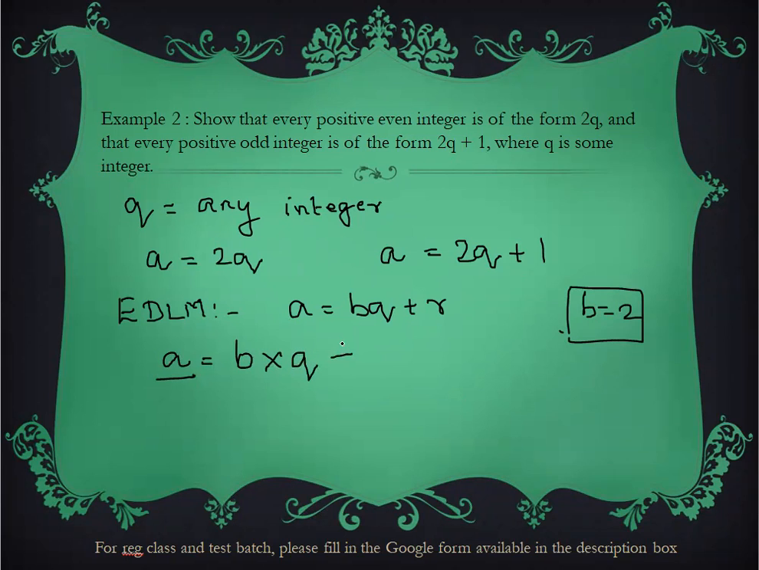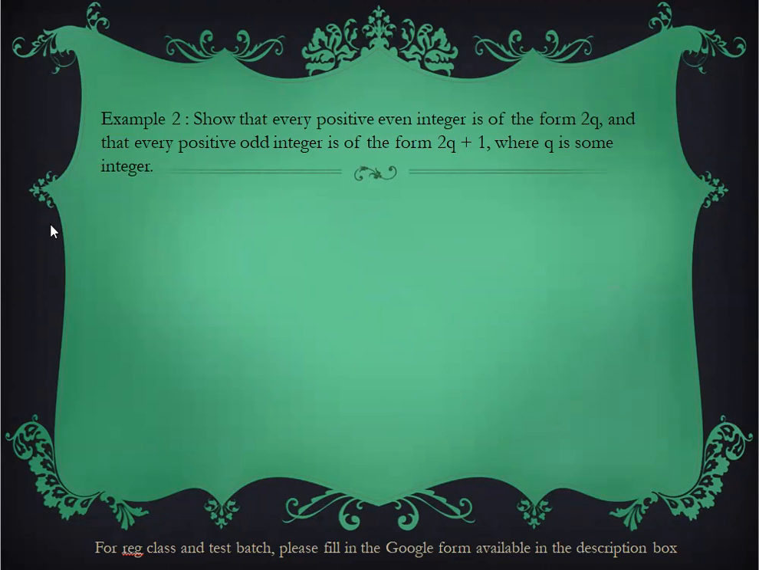Okay, so when it is an even number and it is being divided by 2 repeatedly according to the Euclid division lemma method, continuous division until we get the remainder 0, right? So finally we get the remainder 0. So when we get the remainder 0, what will happen? a is equal to 2q. Let's see an example for this.